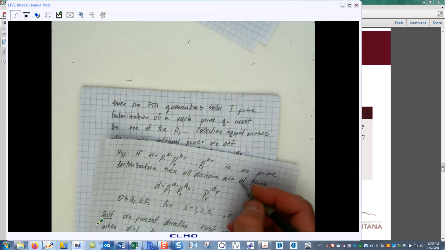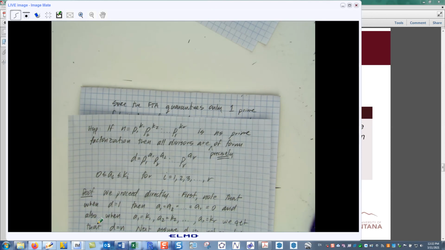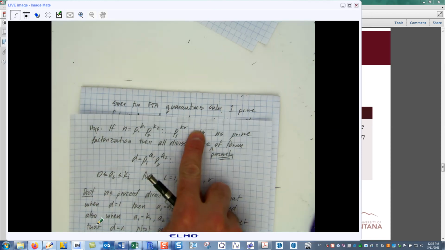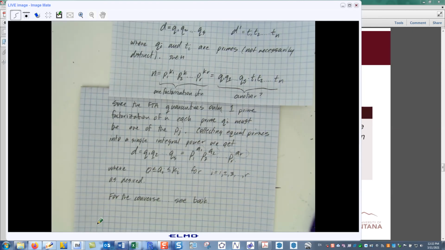And I noticed that I did miss the word precisely. I should say precisely because it's that word that makes this an if and only if, right? Precisely, meaning that if you have a number of this form, these are the divisors. If you have a number of this form, then it is a divisor of that number, right? So that's what the precisely means. It goes both ways. So for the converse, I would just say see the book, and I think you'll get the idea that you're just factoring out some power there.